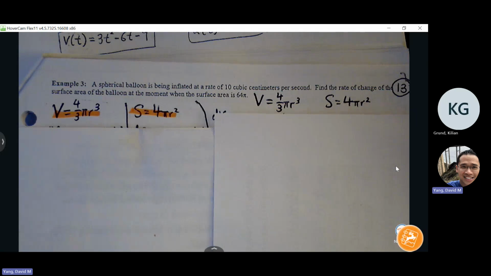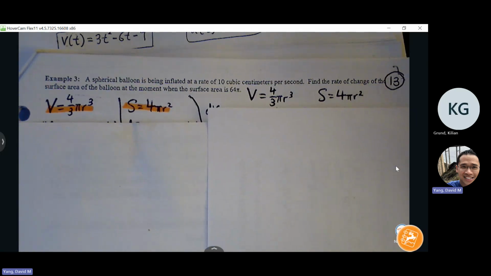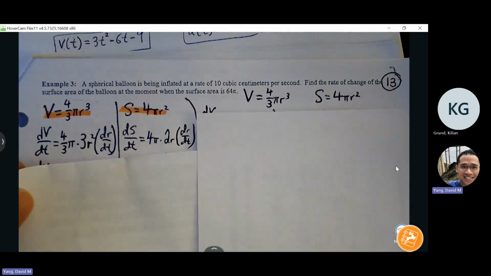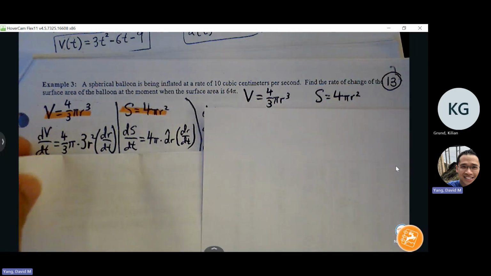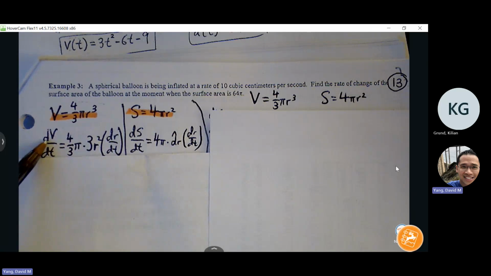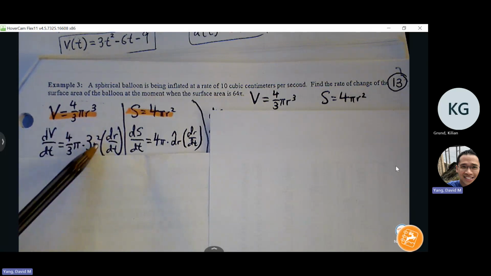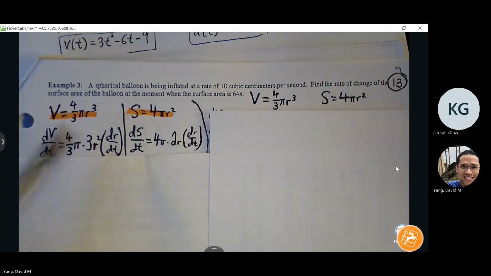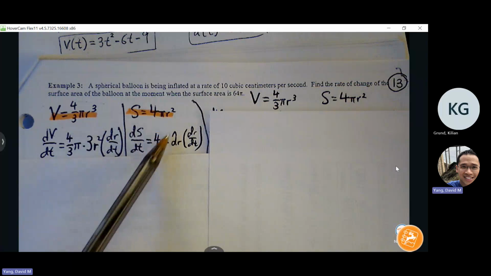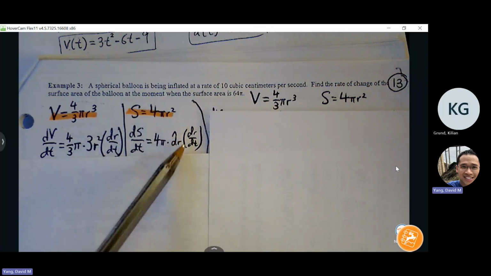Volume is 4/3 pi r cubed, and surface area is 4 pi r squared. Okay, I like to go ahead and find the derivative, get all that out of the way, and that way I have everything in front of me for me to plug in. So remember, pi is just a number, so 4/3 pi is just some number hanging out here. V becomes dV/dt, r cubed becomes 3r squared dr/dt. Surface area, S becomes dS/dt, 4 pi is just a coefficient that stays, r squared becomes 2r dr/dt.